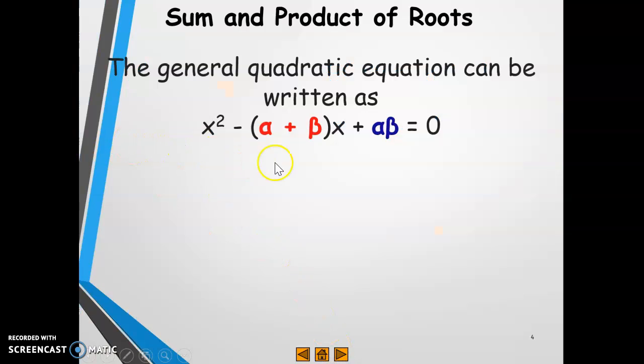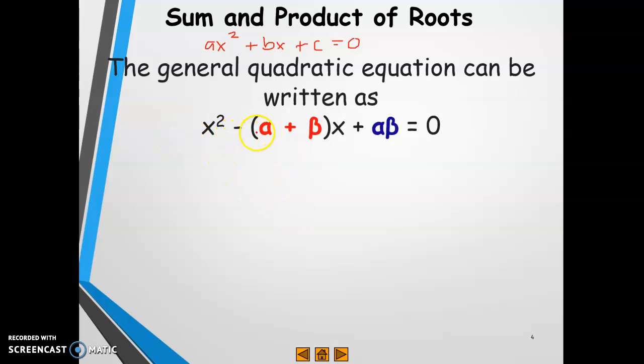So generally, a quadratic equation is written as ax squared plus bx plus c equal to 0. Same thing, the general quadratic equation can be written in this form.